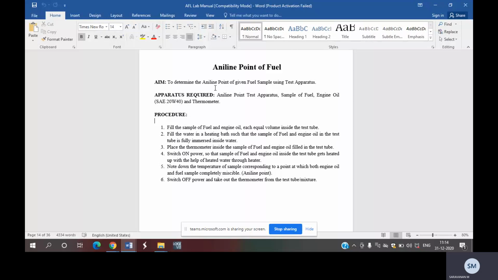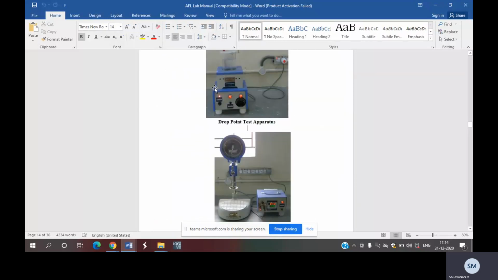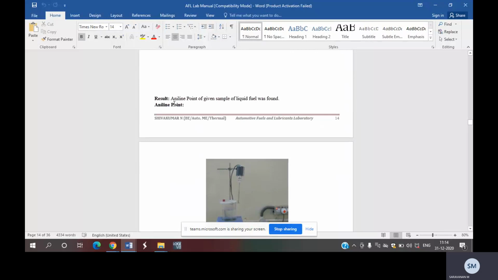Note down the temperature of the sample at the point at which both the engine oil and the fuel sample are completely miscible. That point is taken as your aniline point. Now we can switch off the equipment and take the thermometer out. This is the way to do the aniline point experiment. We have to write the result, that is, the temperature at which we get the aniline point.